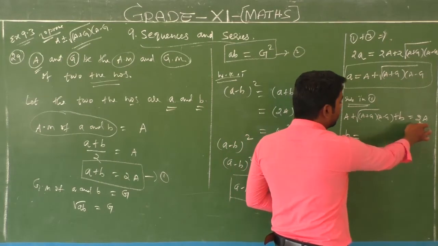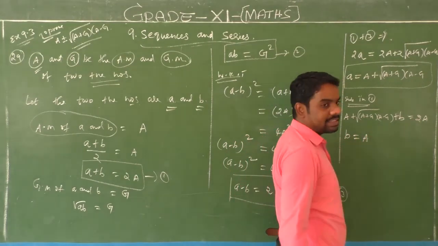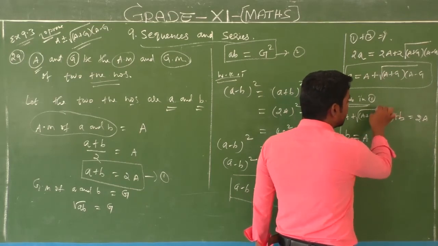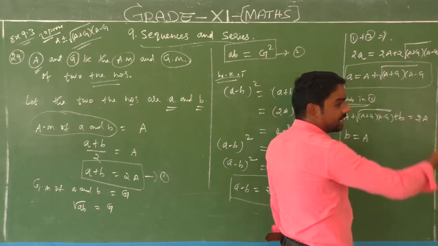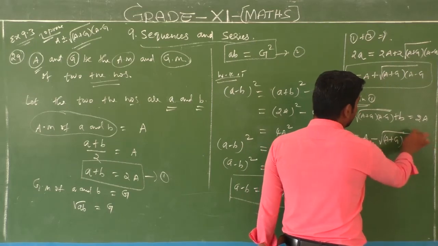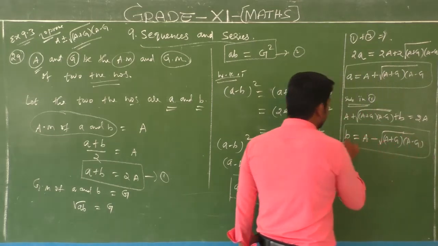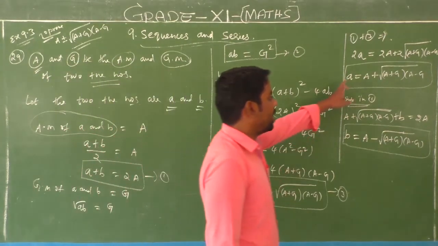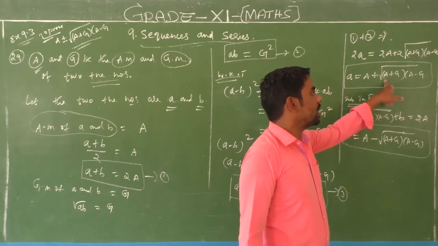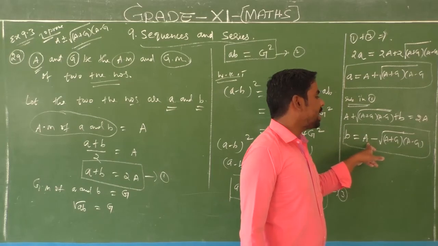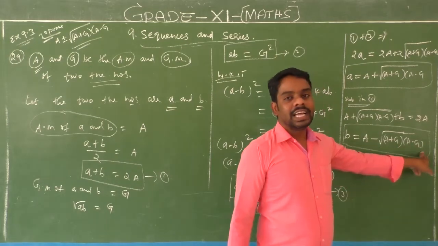And here 2a minus a is a, plus root of (a plus g)(a minus g). Change left hand side to right hand side, so minus root of (a plus g)(a minus g). Therefore, we have named two positive numbers: capital A is a plus square root of (a plus g)(a minus g), and small b is a minus square root of (a plus g)(a minus g).